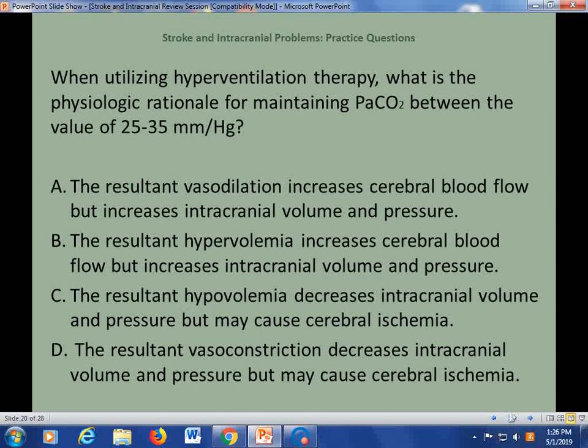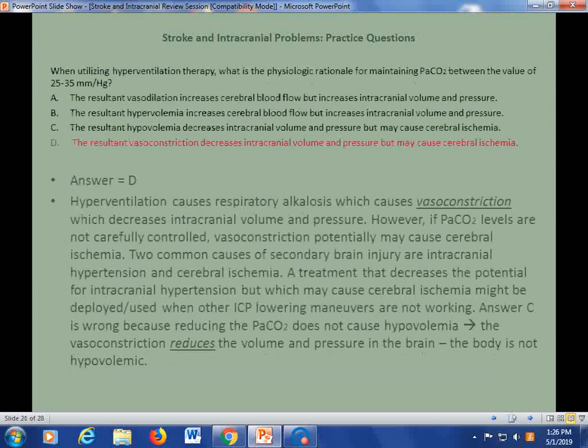When utilizing hyperventilation therapy, what is the physiologic rationale for maintaining the CO2 between 25 and 35? Recall that normal CO2 is between 35 and 45. And I would also say to you, you cannot control CO2 unless the patient's on a ventilator. So what's the rationale for maintaining the CO2 while the patient's on a ventilator between 25 and 35? The answer is D.